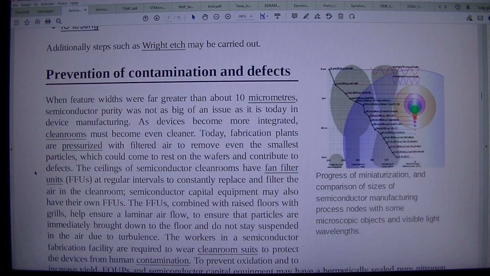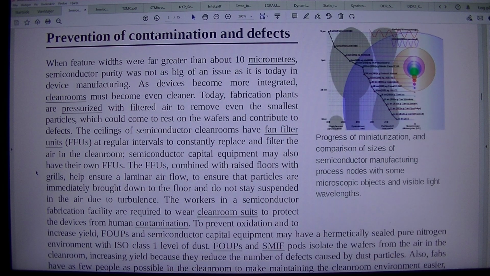Progress of miniaturization, and comparison of sizes of semiconductor manufacturing process nodes with some microscopic objects and visible light wavelengths. Prevention of contamination and defects. When feature widths were far greater than about 10 micrometers, semiconductor purity was not as big of an issue as it is today in device manufacturing. As devices become more integrated, clean rooms must become even cleaner.